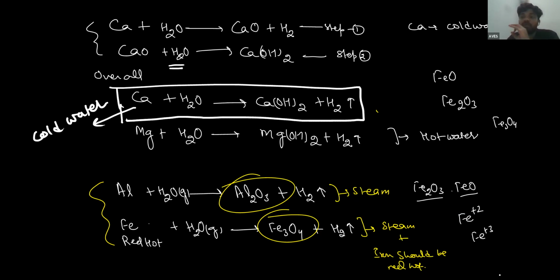So many times it will be asked in the examination, a metal X reacts with cold water. When it comes to cold water, most of the time it can be calcium. Even sodium and potassium can also react with cold water, so not only calcium reacts with cold water, but magnesium does not react with cold water. It reacts with hot water. Again, I'm writing this: magnesium when it reacts with water forms magnesium hydroxide plus hydrogen gas, and the condition for this one is that it reacts with hot water. Got it?